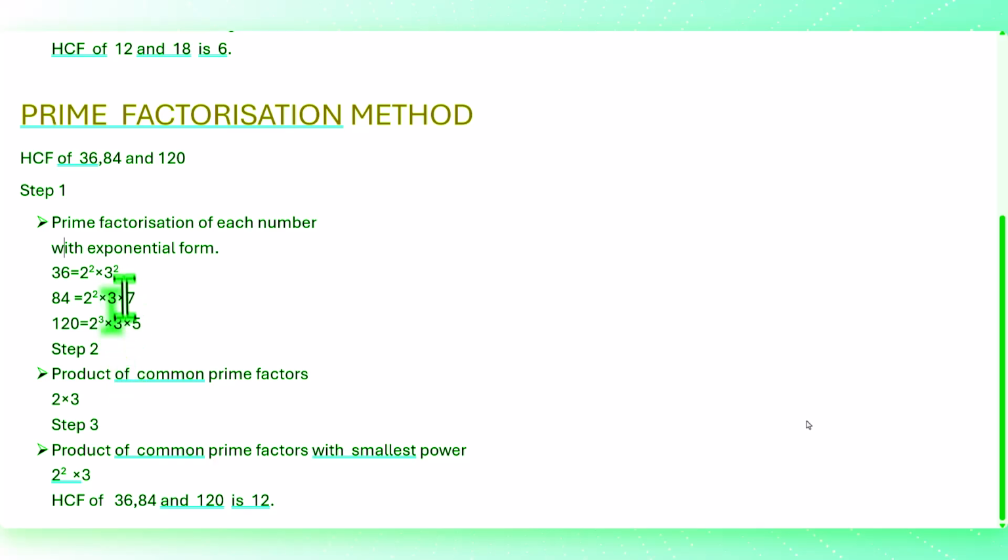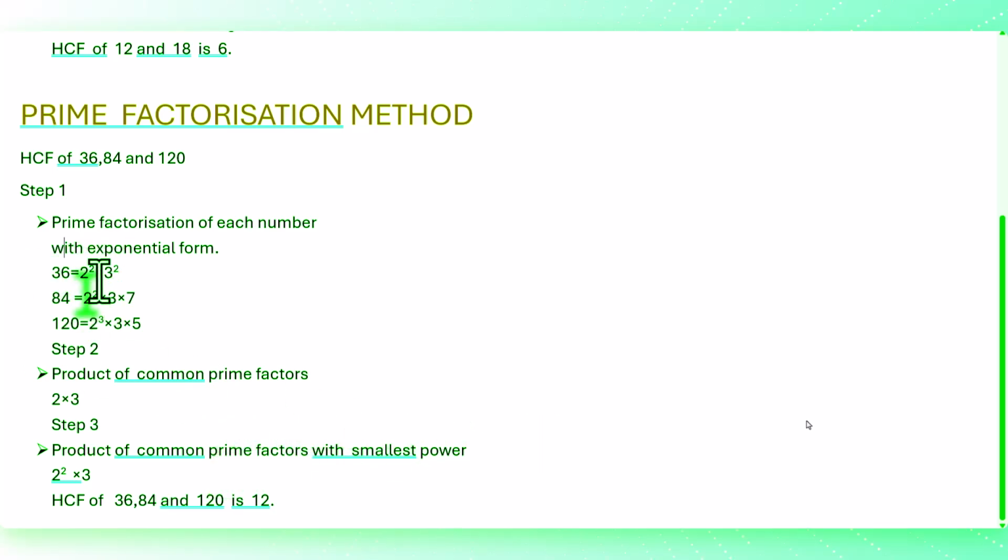For calculation of HCF, no need to take non-common prime factors. In HCF calculation, only take common prime factors. So we can remove 7 and 5 and take only the common prime factors 2 and 3. Step 3, product of common prime factors with the smallest power.